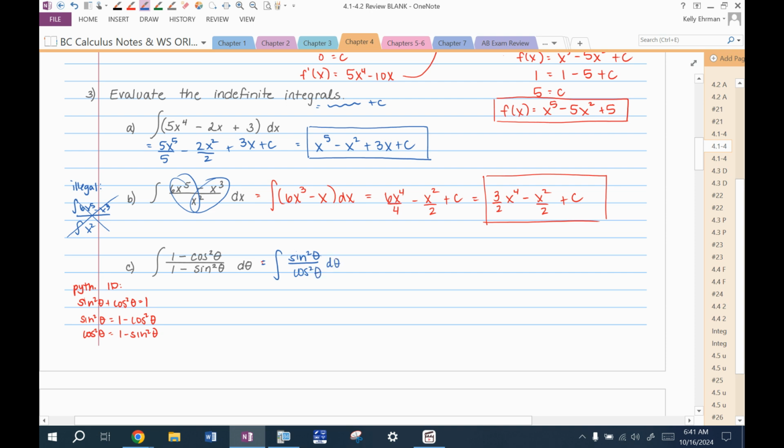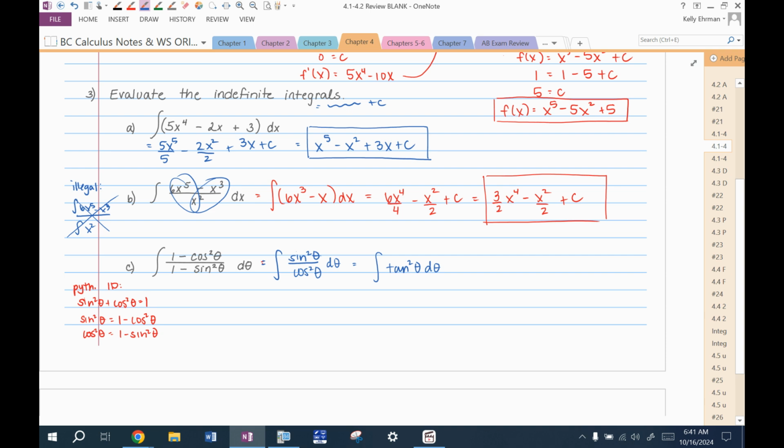And that gives me the integral of tangent squared. That gets me somewhere, right? But I'm actually not finished here, because when you're dealing with trig, it's like, what is this the derivative of? And tangent squared is not the derivative of anything. So we have to think about this some more.